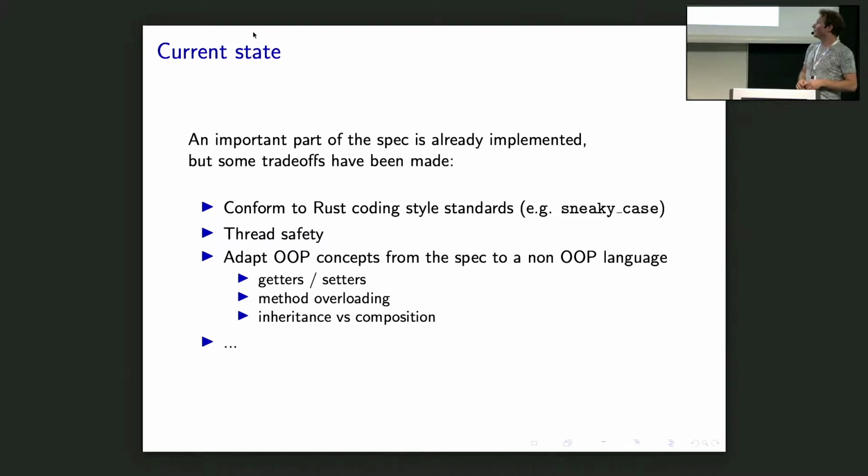And another hurdle was that there are no object-oriented concepts in Rust. So we had to introduce getters and setters for some stuff. Method overloading is a bit different, and we're using composition instead of inheritance. So there might be slight differences, but we've put a lot of effort into making it look like JavaScript code.